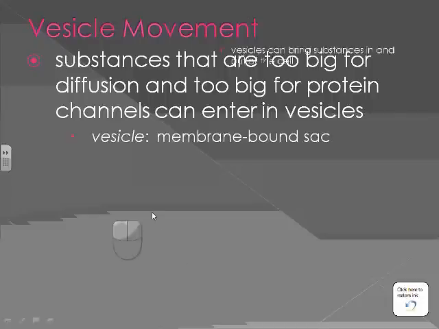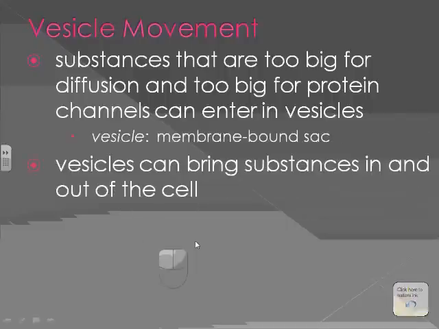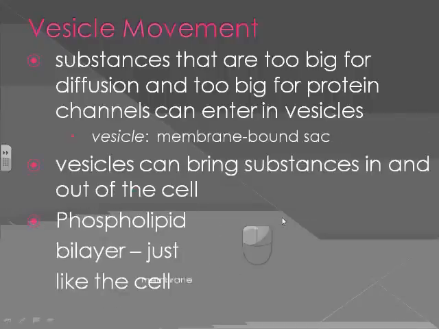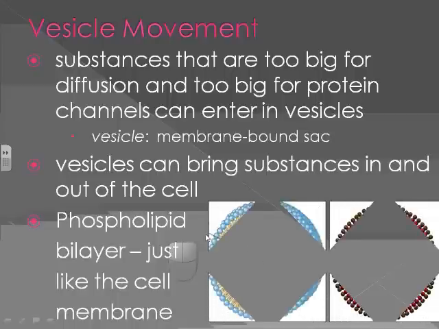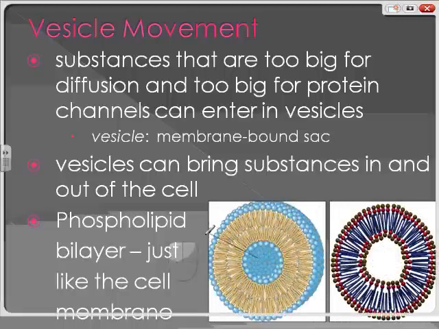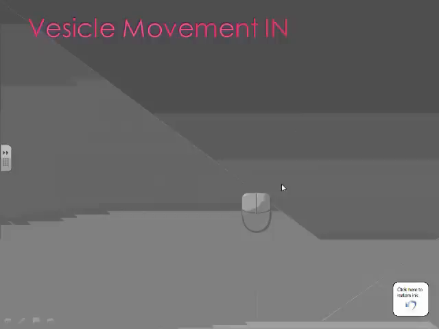So that vesicle is a membrane-bound sac, and it's going to bring substances in or out of the cell. And a vesicle is made of a phospholipid bilayer. It's just like the cell membrane, right? So here's a picture of our vesicle. And let's say we're transporting a protein. Here's our protein packaged inside of our vesicle. Here are our phospholipids, all of our phospholipid bilayer. Just like the cell membrane, it just doesn't have all the stuff inside like a cell would.